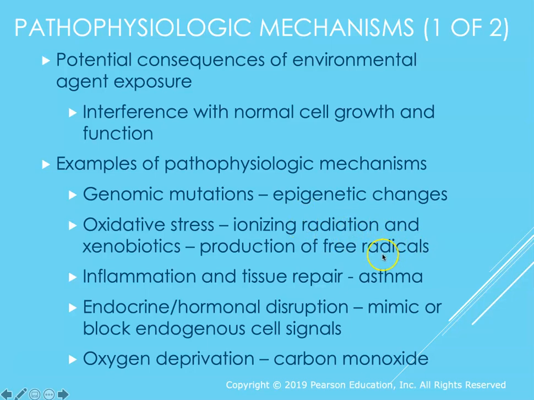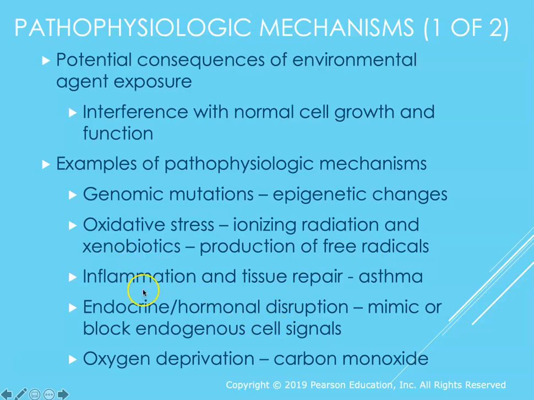These free radicals can then interfere with cellular processes, and they can even lead to DNA damage inside the cell as well. So they can impact other cellular mechanisms, but can also lead to damage of the DNA.